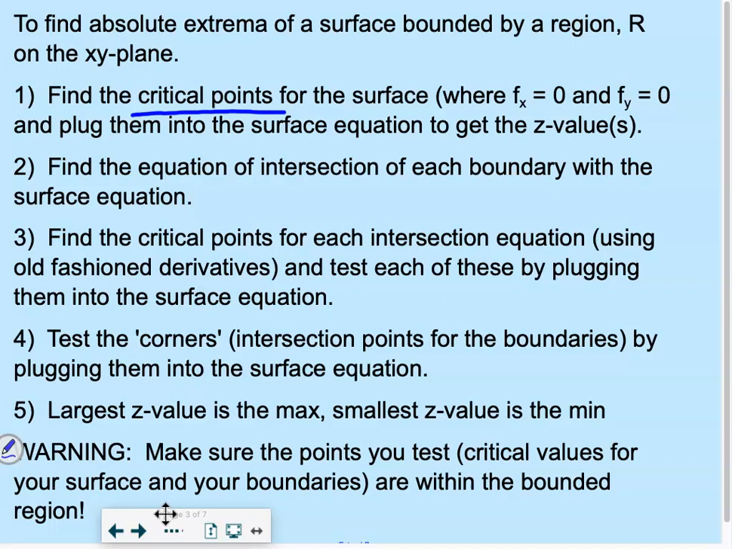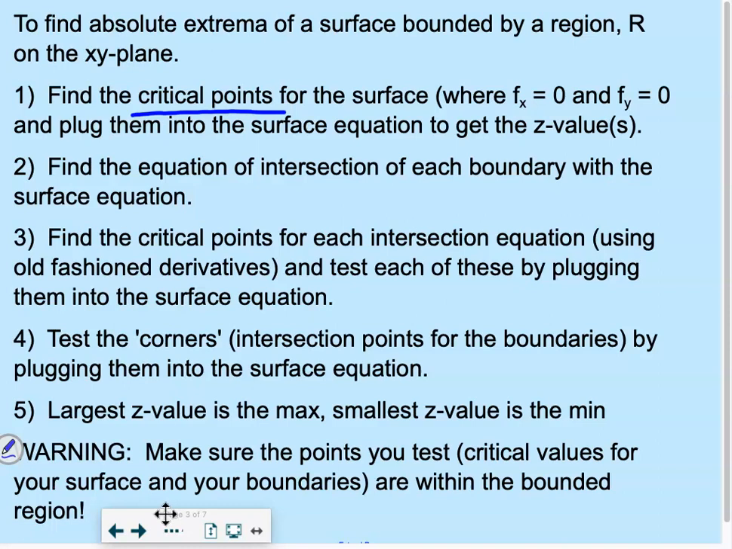The next thing you do is you're going to find the equation of intersection of each boundary with your surface equation. This is easier than it sounds. It's not that bad. So I'll show you how to do it. It's really easy. You get this equation of intersection, kind of like a curve of intersection of your boundary with your surface. And then you find the critical points of that curve and you test those.